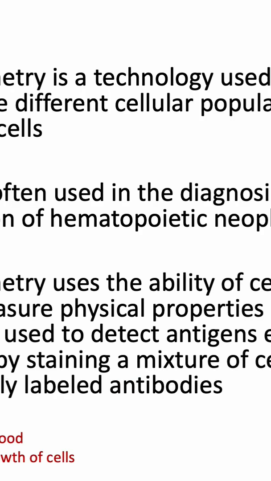With flow cytometry, we use the ability of cells to scatter light in order to measure physical properties of a cell, such as cell size or cytoplasmic granularity, and as well, we can use flow cytometry to detect antigens expressed either in or on a cell by staining a mixture of cells with fluorescently labeled antibodies and then looking for expression of the antigens to which they bind.